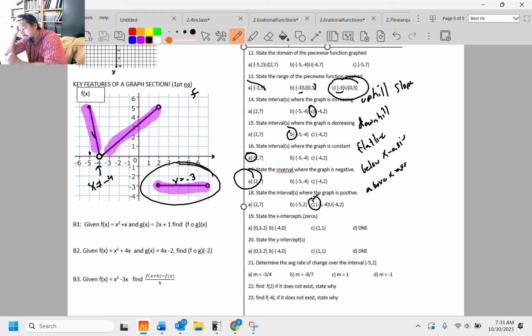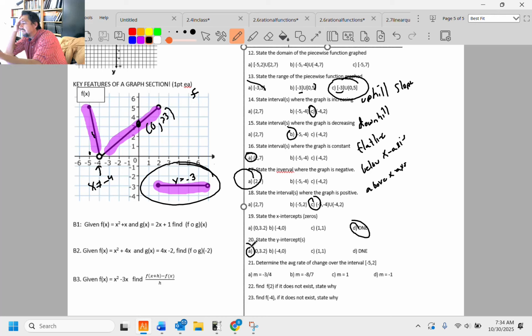Choice C. State the x-intercepts, the zeros, doesn't have any. There's a hole there. Doesn't exist. Will lots of kids pick something? Yes. The y-intercept is about right here. That's where x is 0, and the y value is bigger than 3, right? Bigger than 3. So 0, 3.2.